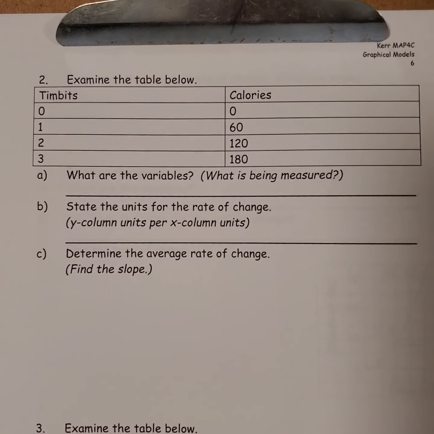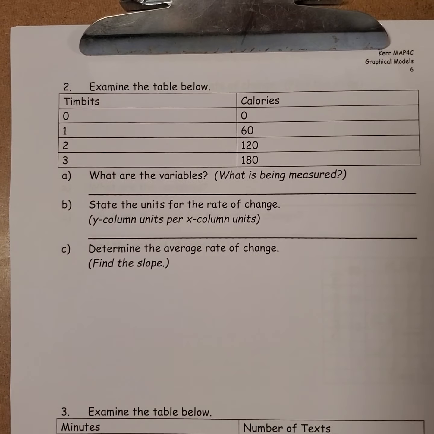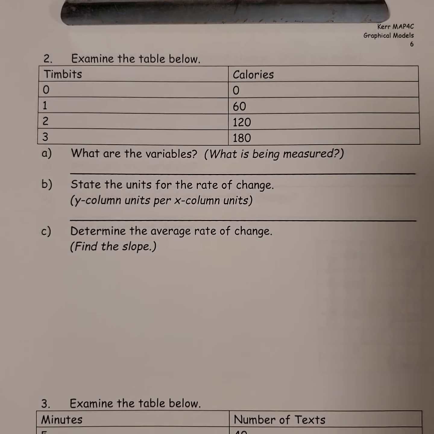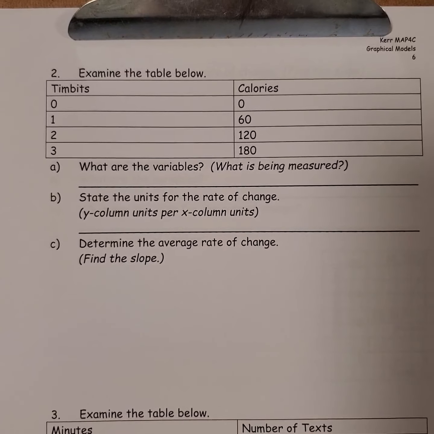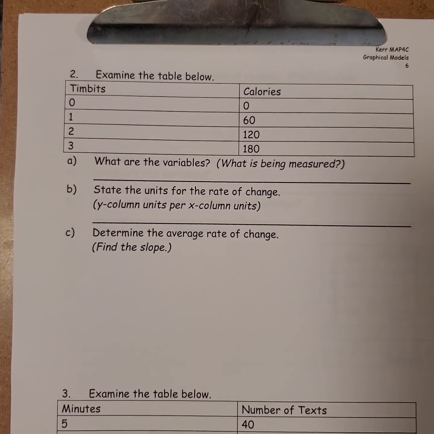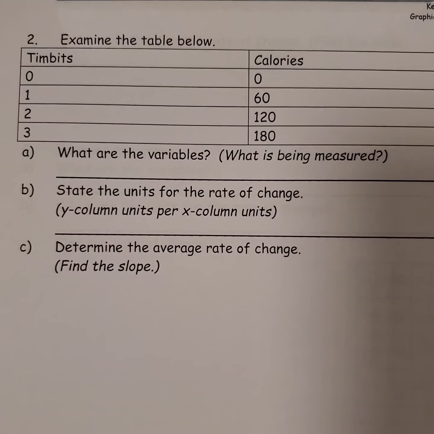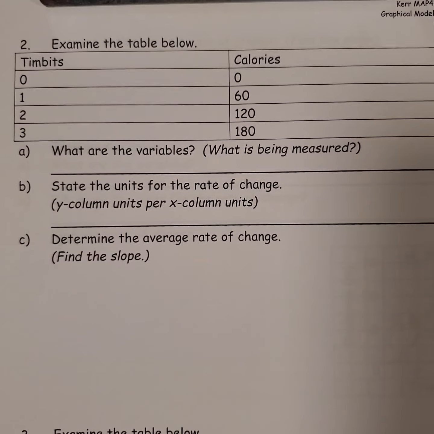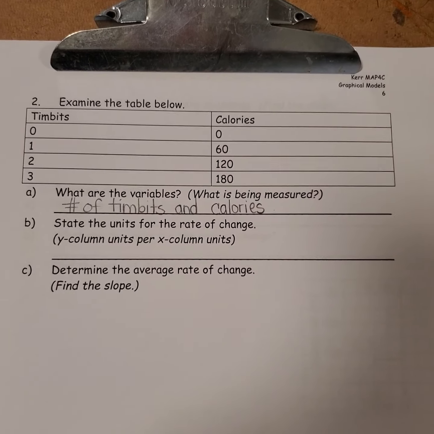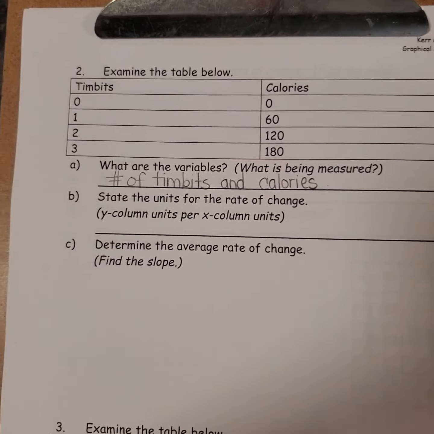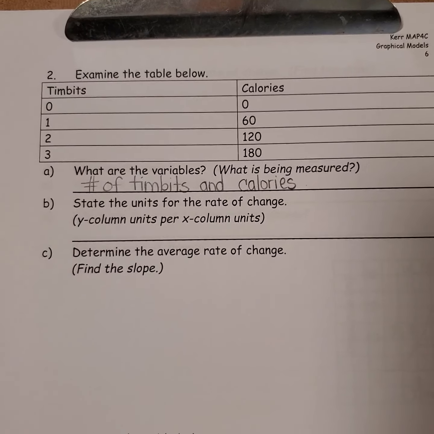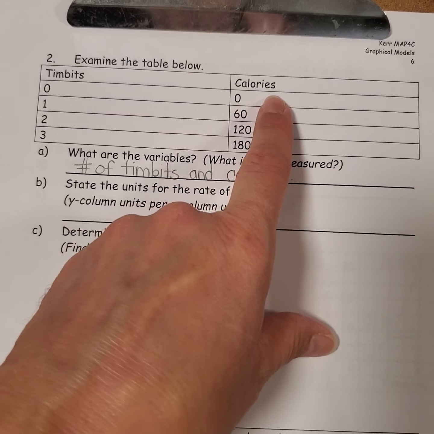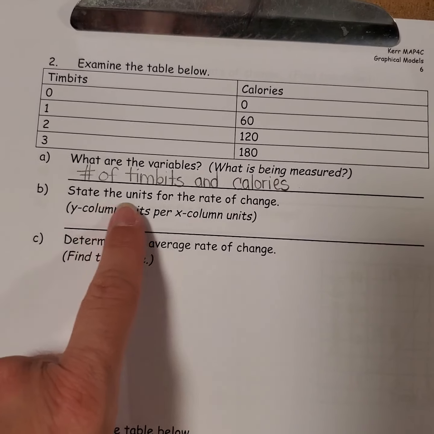Okay, the next example, we're given a table here. So previously we were asked to answer questions about a graph. Now we're being asked to answer questions from a table of values. It's asking us what are the variables? And again, the variables are the things being measured. Okay, so have a look. Pause the video. You might possibly want to try to answer on your own. Okay, and it might seem like I cheated, but I didn't. This question's just that straightforward. What's being measured here? Number of Timbits in this column and the calories in this column, okay?